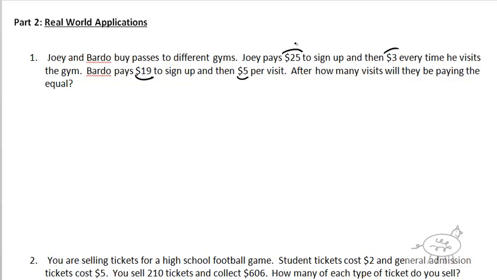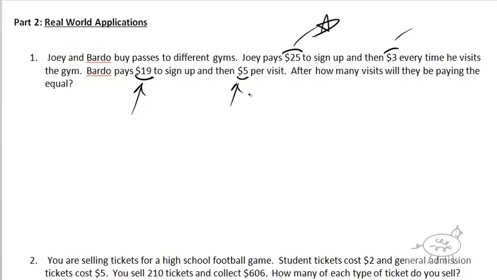So you're paying more money here initially, but now you're paying less every time. They want to know when it is going to be the same. If you paid $19, you paid less money when you initially joined up, but now you pay more money per visit. Just as a logical thing, if you're going to go to the gym a lot, you want to pay the higher membership fee and then pay less per visit. But if you're only going to go maybe once a month, then you're better off paying a lower initial fee and more money per visit, because you're not going to go there very often.